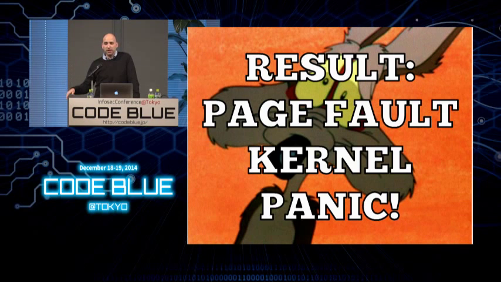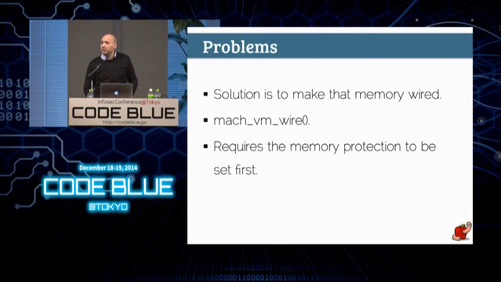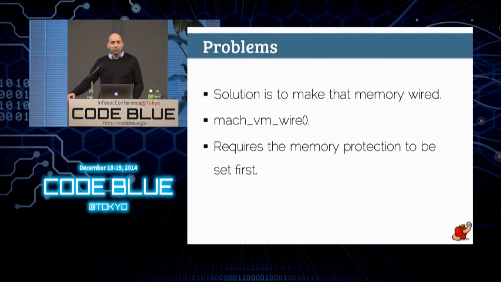When you try to access, for example, more than 2 pages, in my experience, 3 or 4 pages, it will lead to kernel panic. The solution is to make that memory wired. Fortunately for us, there is a function. The MACVM wire can make this memory already wired, and that's it.